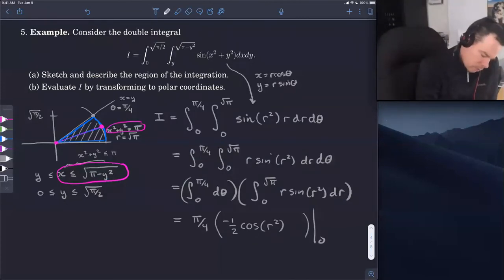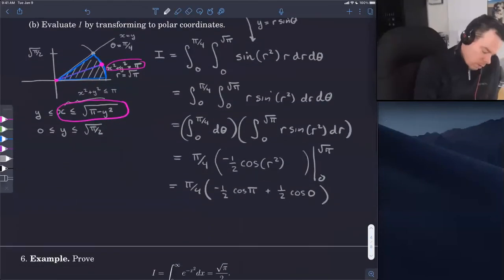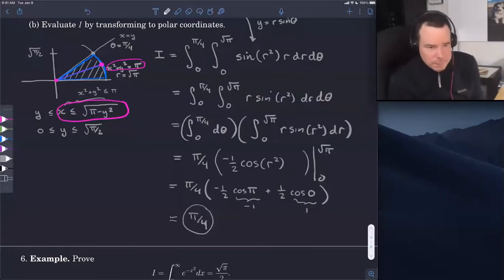And then that's from 0 to root pi. And so this becomes a pi by 4 times negative 1/2 cos pi plus 1/2 cos 0. Cos pi is negative 1. Cos 0 is 1. So this becomes a half plus a half, or in other words, a 1. And so the result is pi by 4.